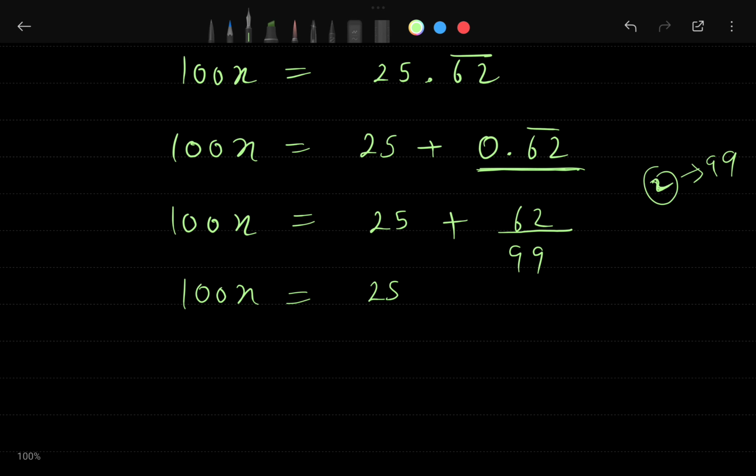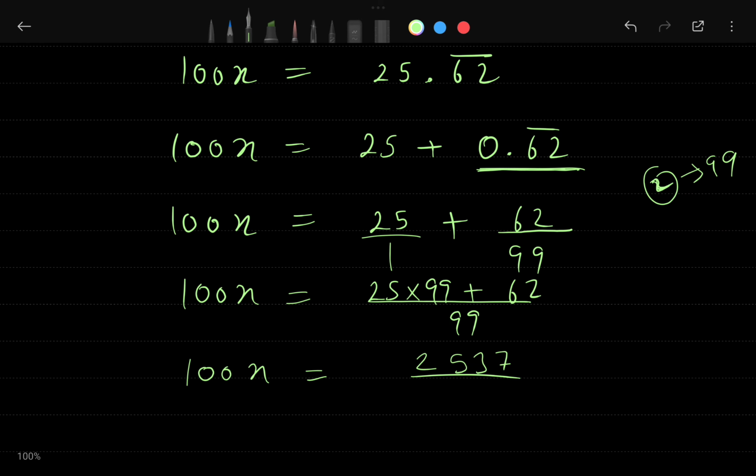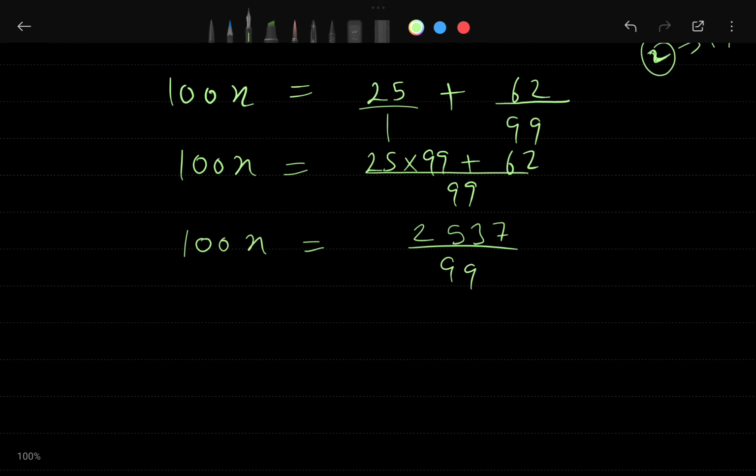So 25 times 99 plus 62, divided by 99. See, there was 1 here, so I took the LCM, and the LCM is 99. So I will multiply 25 by 99 and then add 62 to it. Now solve it further. On solving it further, I will get 2537 by 99. You can solve this expression and you will get this.